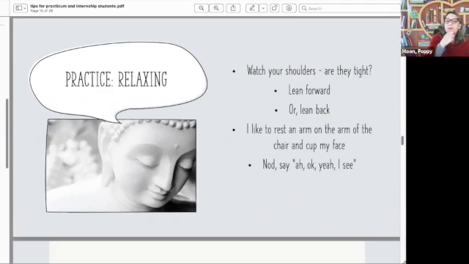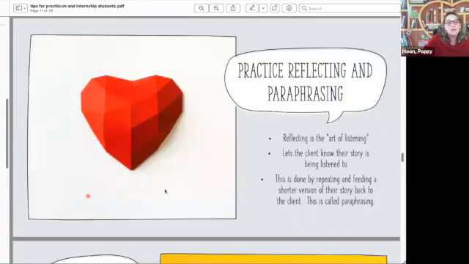And then I also want to see you guys nodding. Don't hold yourself so tight that you're not giving them nonverbal encouragers. I want you to say, oh yeah, okay, I see, right? So see, as I do that, you know that I'm listening to you and you know that I'm following along with you. Super important, easy stuff, but super important.